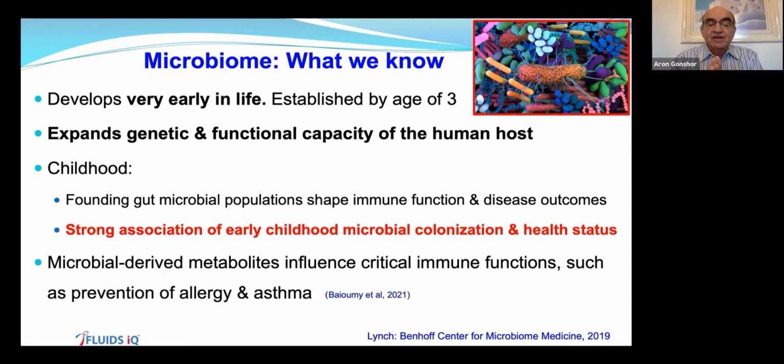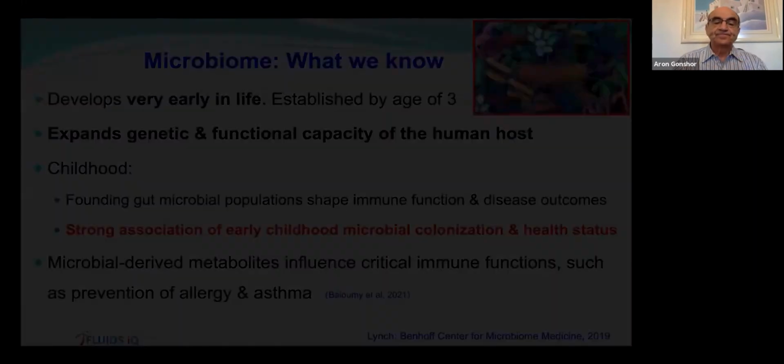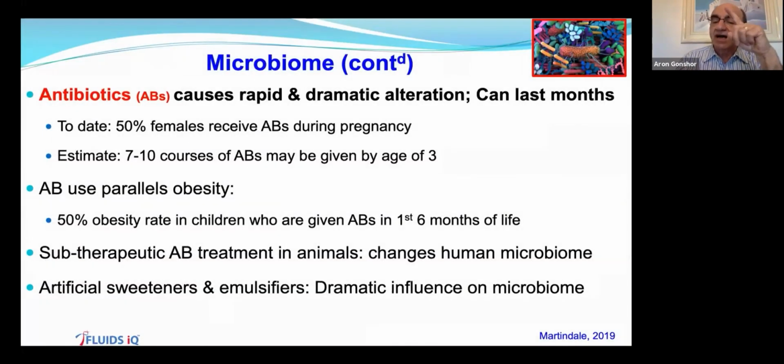So in childhood, the founding microbial gut population is shaping our immune function and what is going to happen to us later in life. It's established in the first 1,000 days. And there is a very strong association of early childhood microbial colonization and our health status after that. It's all baked in. And antibiotics can cause a very rapid and dramatic alteration in all of that.